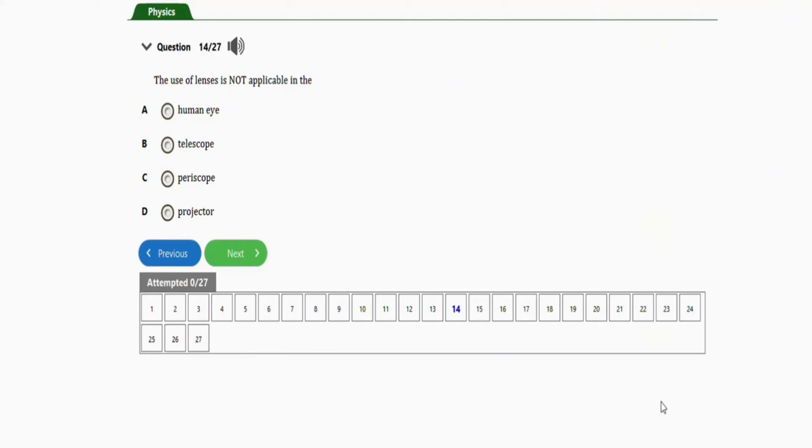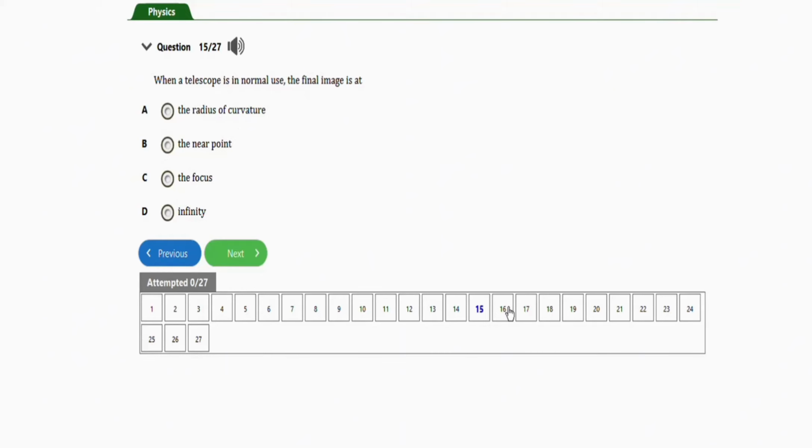So the correct option to this question is option C, which is periscope. Alright, the next question is this one. It says, when a telescope is in normal use, the final image is at where? The radius of curvature, the near point, the focus, infinity. The correct option is option D, which is infinity.